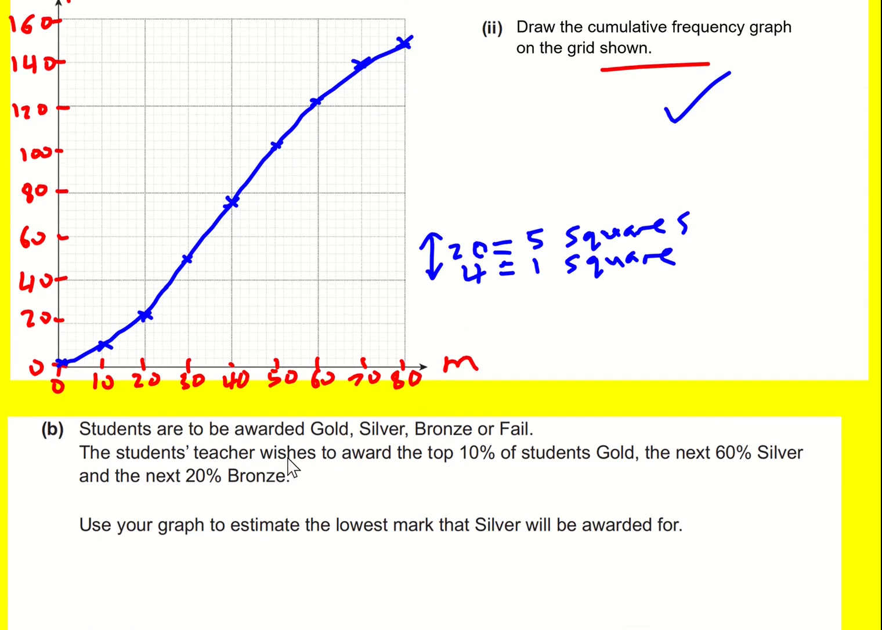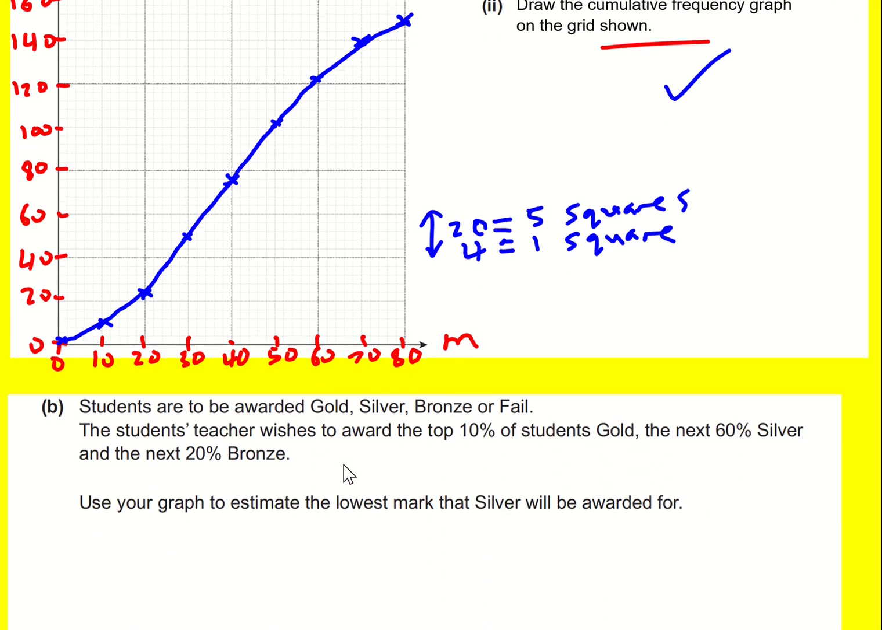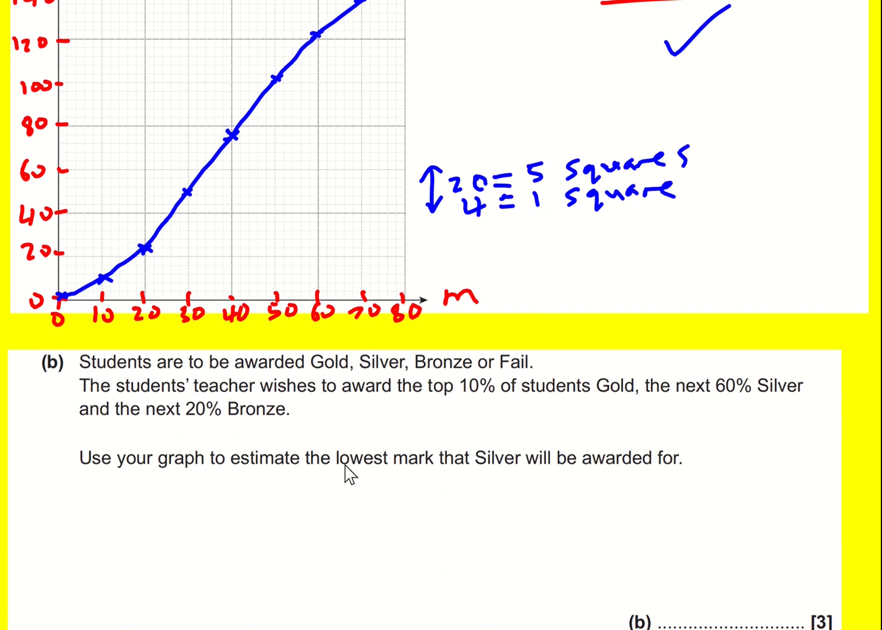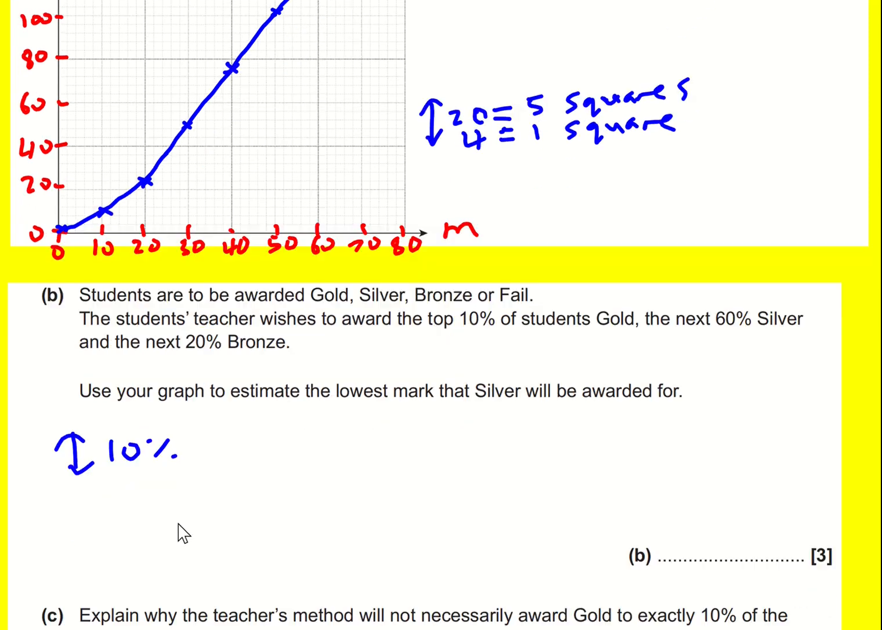So students are awarded gold, silver, bronze, or fail. The top 10% of the students gold, the next 60% silver, and the next 20% bronze. Well, I think it's worth just doing a little diagram to help us with this. We've got 10%, and then we've got 60%, and then we've got 20%, and that's going to leave 10% to fail, sadly.